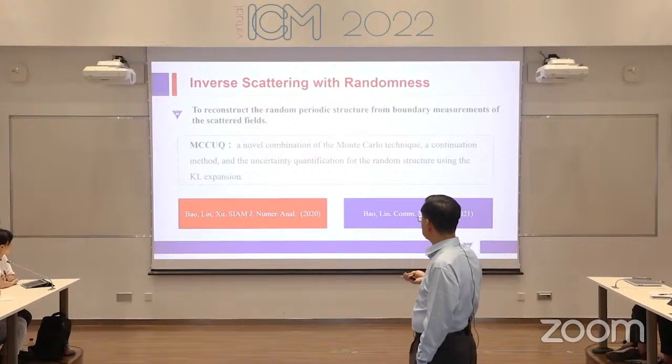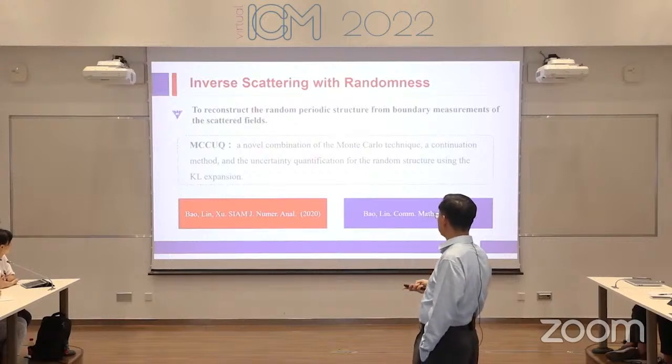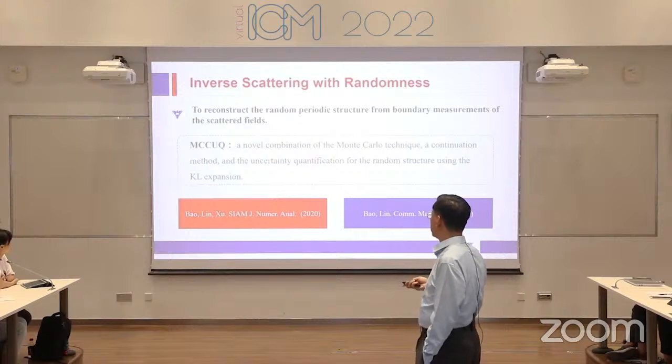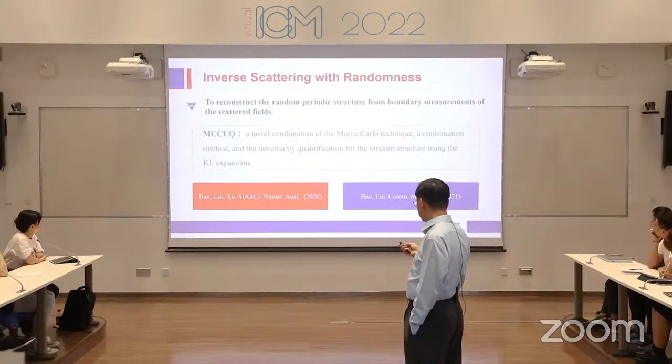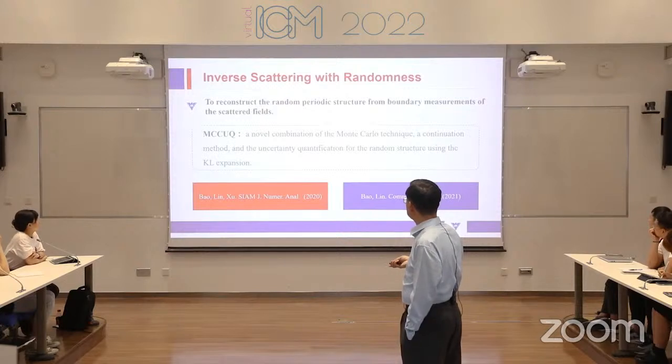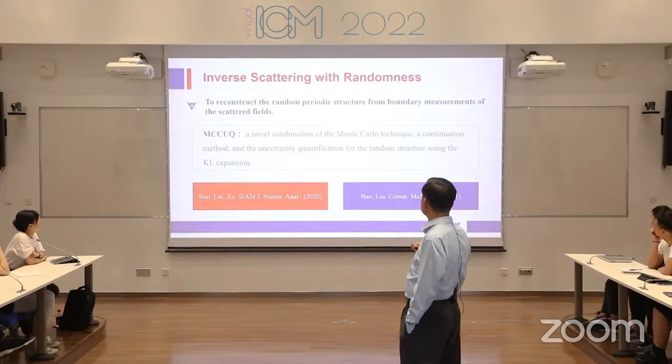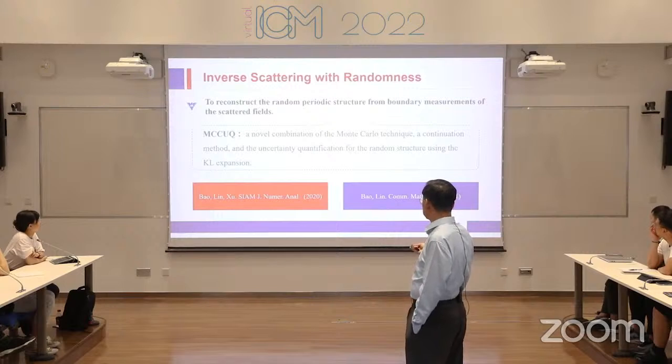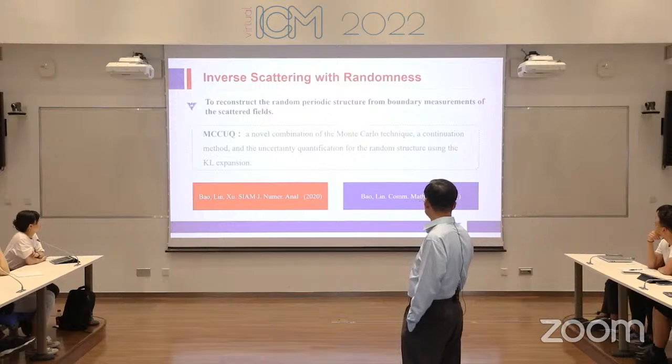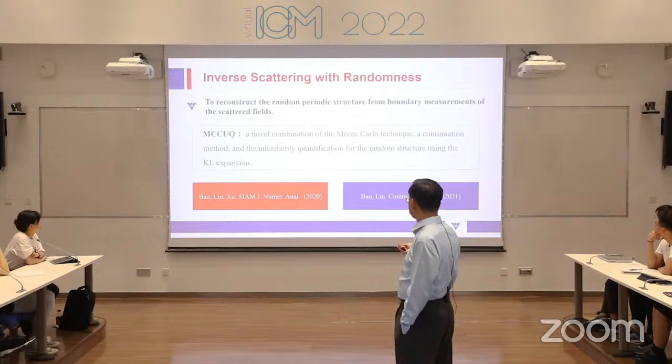Another related work is inverse scattering with randomness, to reconstruct a random periodic structure from boundary measurements of the scattered field. We developed a novel combination of Monte Carlo technique, and since we're using multiple frequencies, a similar recursive linearization or continuation method, and uncertainty quantification for the random structure using the KL expansion.